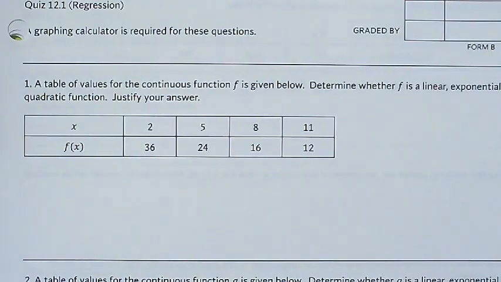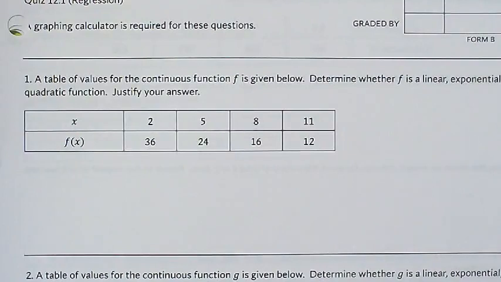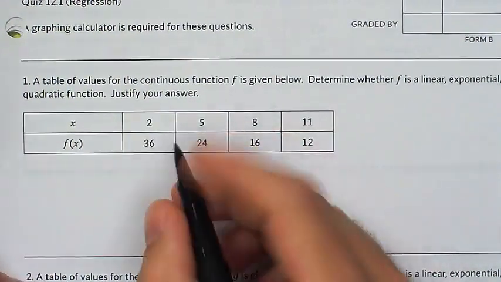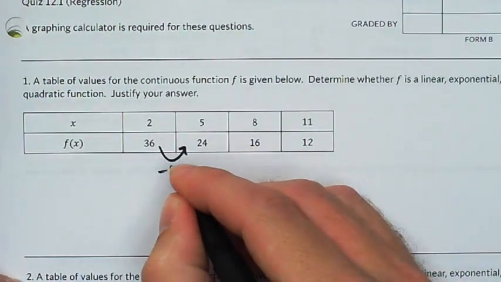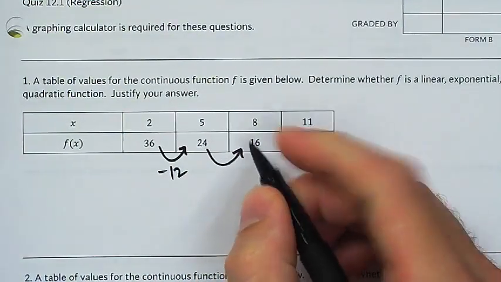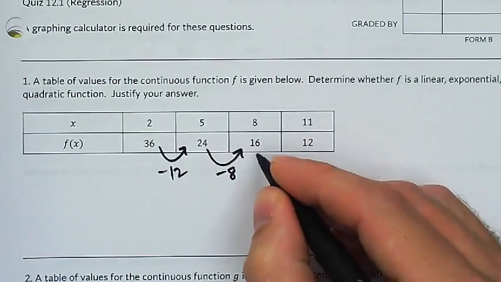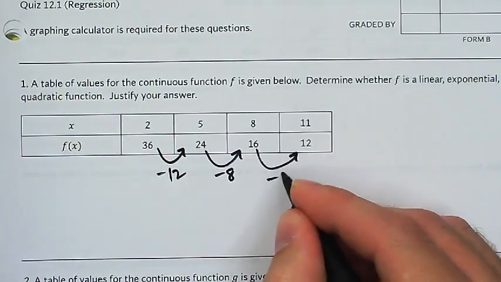All right, welcome. Let's work Algebra 2 Quiz 12.1, but quickly. So we're going to determine if this is linear, quadratic, or exponential, and we're going to justify our answer. So we're going to look at the difference in the terms. To go from 36 down to 24, we're losing 12. So that's minus 12, and then decreasing from 24 down to 16 is a decrease of 8, and then decreasing from 16 to 12, that's a decrease of 4.